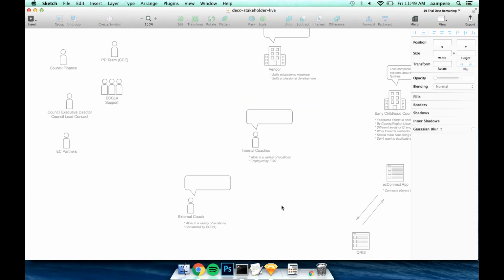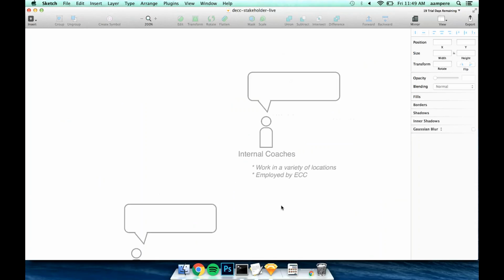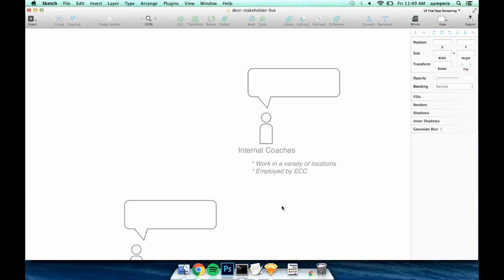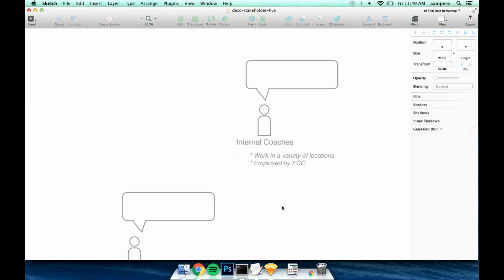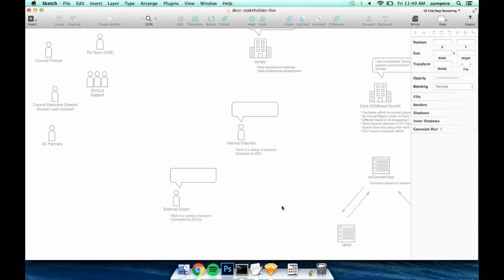Do we have to keep the internal and external coach? Well, they are actually different things. I know that the state really wants to get rid of that distinction, which may be possible if we only track in hours for all coaching. So maybe we need to talk about that.